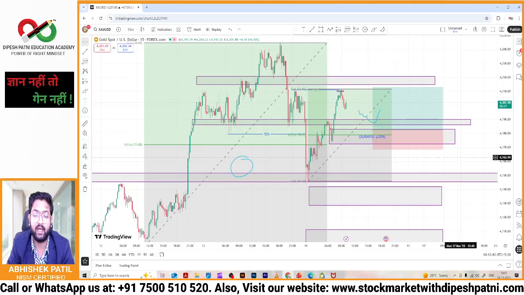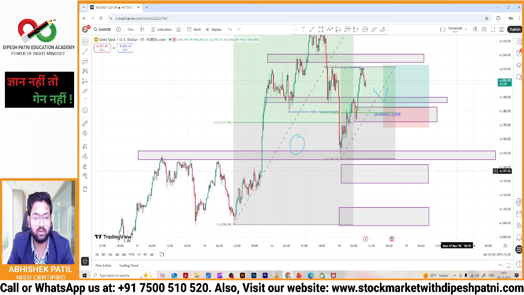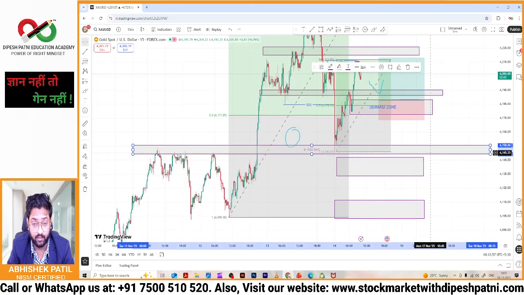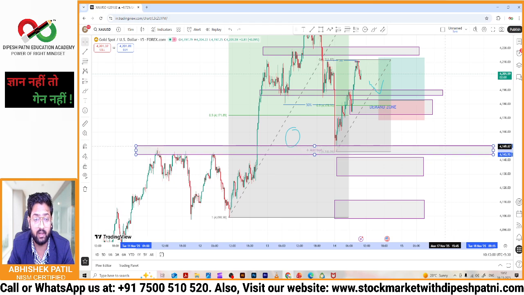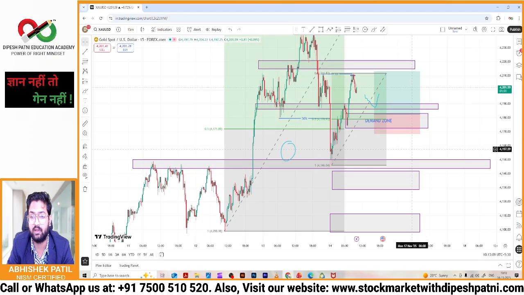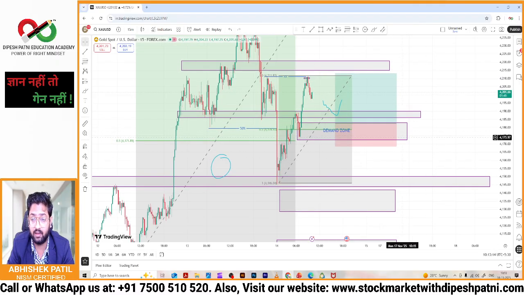This is how you need to identify zones in the market with the help of psychological levels. What exactly is a psychological level? This is the resistance zone, and this is the support zone. Why did I put this zone here? Because I am seeing that price took multiple reversals from this zone. So this is a psychological level, a psychological demand zone. I didn't calculate any numbers to draw this zone. It is just based on my experience, where I know exactly where the price is going to reverse.